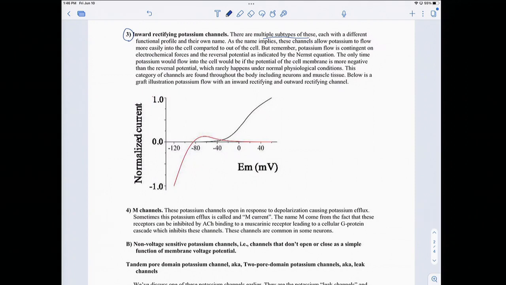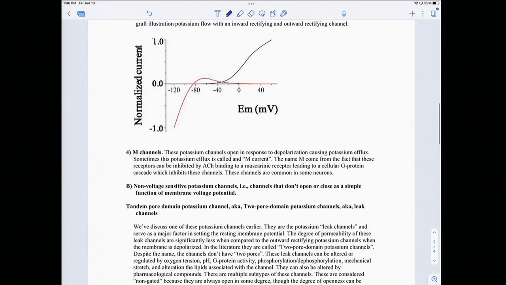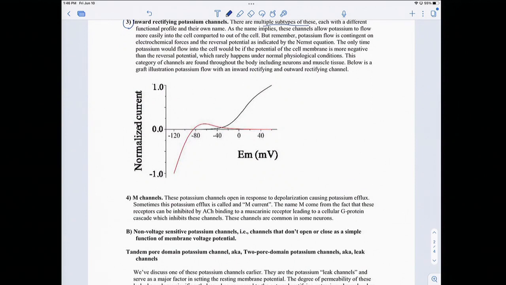So what I want to do to explain this best is to consider the following graph here. We have membrane potential on the x-axis, and on the y-axis we have current, or amperage, or movement of charge. The units here are not in amps, but rather just normalized, so we're just going to call this 1 and this -1. Anything in the positive means that the potassium is moving out of the cell, and anything in the negative direction means potassium is moving into the cell.